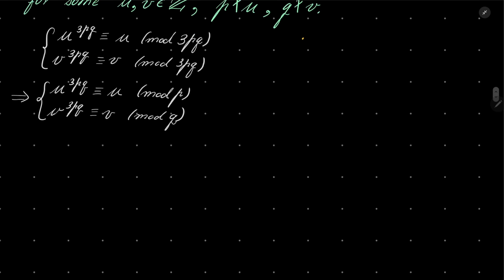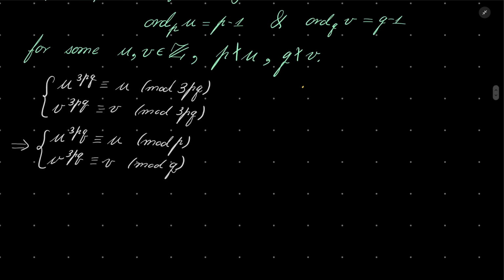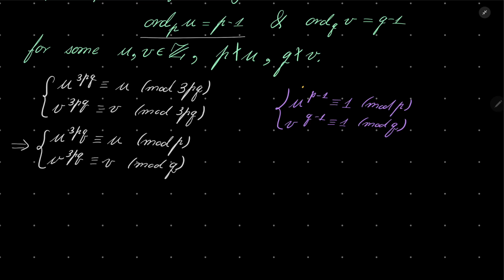But that in turn, what does it mean? Well, since the order of u is p minus 1, u to the power p minus 1 is congruent to 1 modulo p, and v to the power q minus 1 is congruent to 1 modulo q. Which means that our system of congruences can be written, because u to the power of p is congruent to u, as u to the power 3q is congruent to u modulo p, and v to the power 3p is congruent to v modulo q.